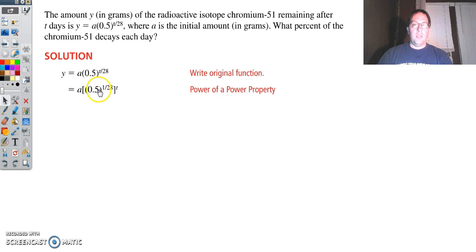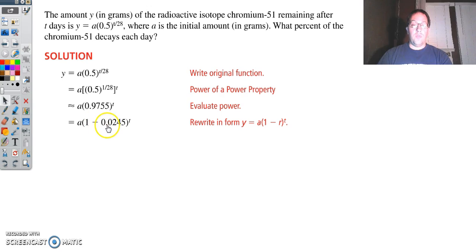And then we take this, stick this in your calculator, and we have a times 0.9755 to the t power. Now we're going to take this and do that 1 minus r thing, figure out what r is. So we're going to rewrite this, and r equals 0.0245. This is our rate, which means we are decaying at 2.45% every day. All right, so after 28 days, it's lost half of its radioactive isotopes.